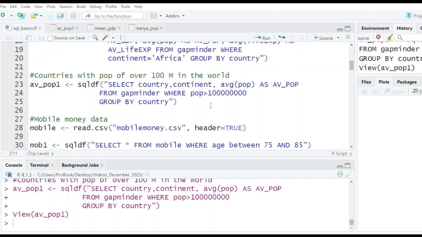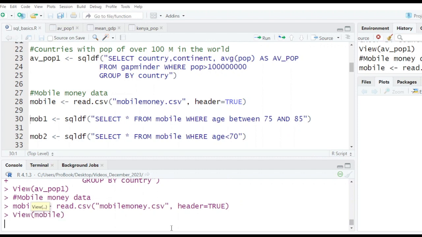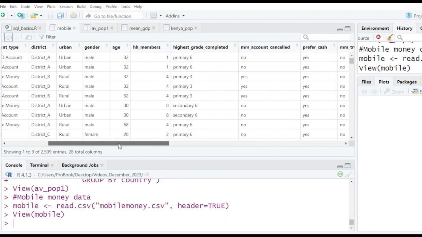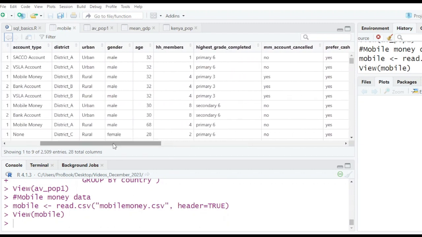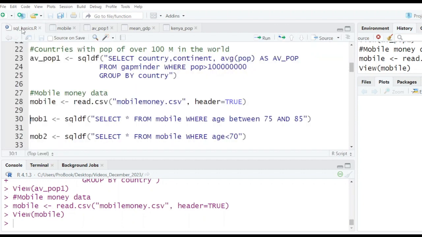Now, I have another dataset that is with me. So what I'm going to do is I want to view what we are calling the mobile data. And that's how the data looks. It was collected from one of the African countries with different variables, 28 columns, 2509 entries. Let's see what we can do with this data by coming up with a few commands.